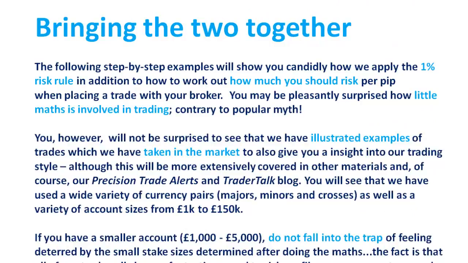So with the combination of the 1% risk per trade rule and the requirement of having to use a stop loss, you'll see for yourself how little maths is actually involved in trading. Contrary to popular myth, there's this romanticized image of a good trader happening to be also a mathematician of sorts, but that's not the case. You saw how easy it is to work out what 1% of your trading account is, and a simple subtraction, that's as difficult as it gets. And we'd like to prove this to you in examples a little bit later on.